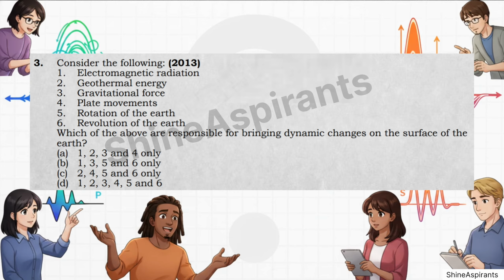Which of the following are responsible for bringing dynamic changes on the surface of the Earth? 1. Electromagnetic radiation. 2. Geothermal energy. 3. Gravitational force. 4. Plate movements. 5. Rotation of the Earth. 6. Revolution of the Earth. Option A, 1, 2, 3 and 4 only. Option B, 1, 3, 5 and 6 only. Option C, 2, 4, 5 and 6 only. Option D, 1, 2, 3, 4, 5 and 6. Pause 8 seconds.